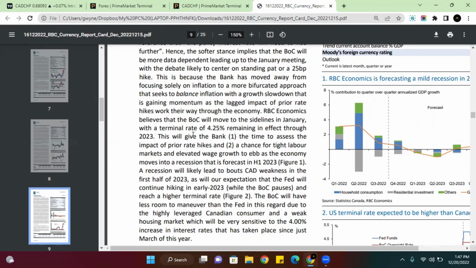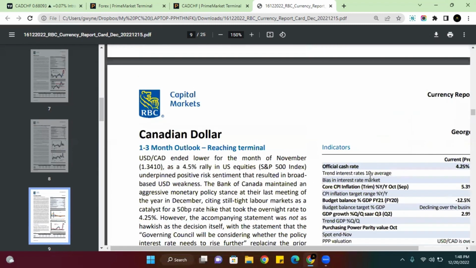They need time, basically, in order to assess the damage done to their economy by prior rate hikes, right? When they were doing bigger BP hikes and rate hikes. A recession will likely lead to bouts of CAD weakness, right? So they're saying that a recession, based on the evidence above about the rate hikes and things like that, and affecting the labor economy, basically similar fundamentals as the USD. Basically, in the first half of 2023, the Canadian dollar is likely to be weak due to these economic factors, right?